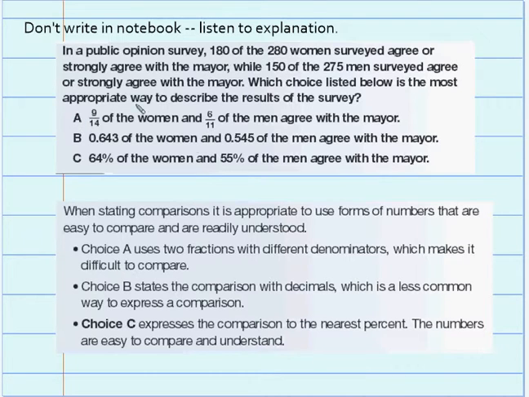One is where we've calculated 180 out of 280 as a fraction, and you get 9 out of 14, or 150 out of 275 and you get 6 out of 11. So they report out 9/14 of the women and 6/11 of the men agree with the mayor. Or B, they've changed those rates into decimals. So 0.643 of the women and 0.545 of the men agree with the mayor. Or C, 64% of the women and 55% of the men agree with the mayor. All of those accurately represent the data. However, there are times when you have to choose which is most appropriate.